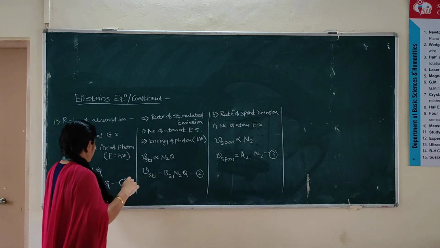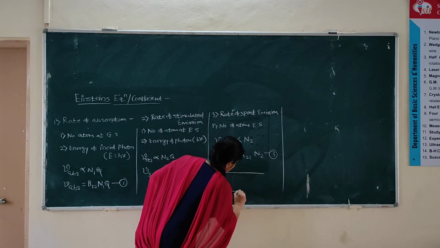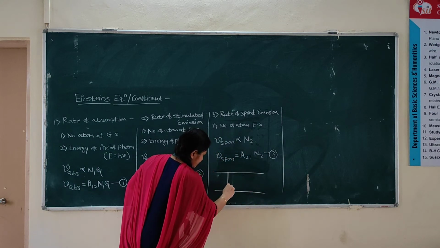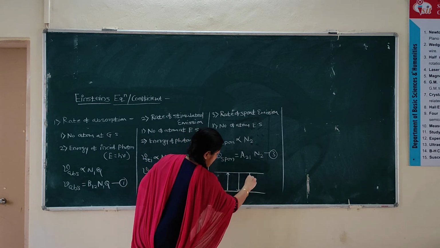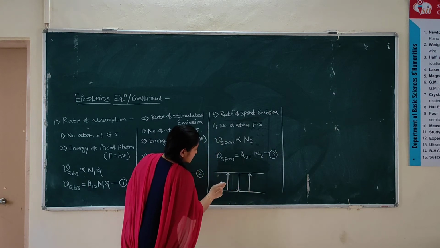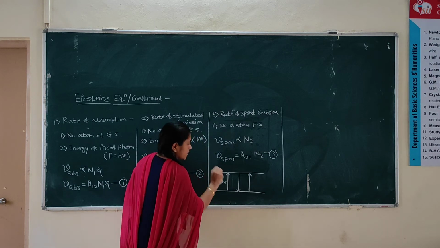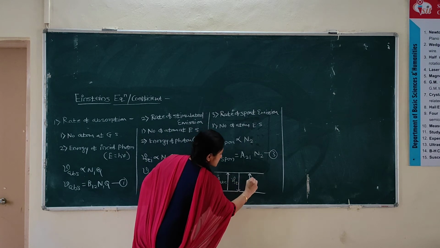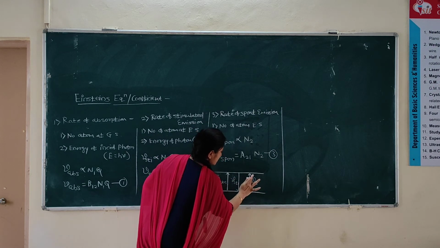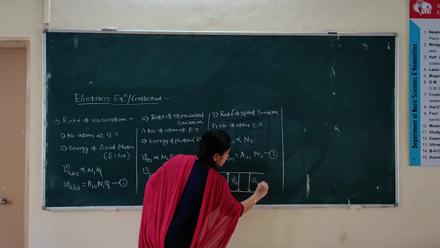Now these equations 1, 2 and 3 we can show in this figure. The first one is gamma absorption, the second one is gamma stimulation, and the third one is gamma spontaneous.